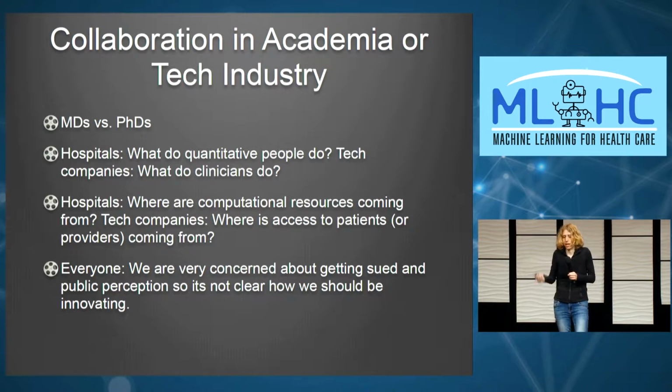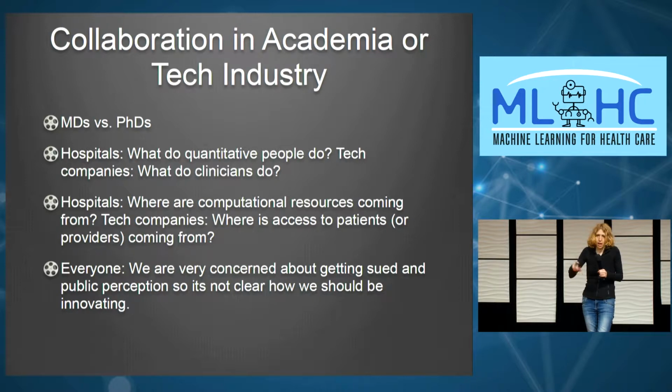And everyone, regardless of whether you're an academic hospital or a tech company, is very concerned about getting sued or their public perception. And so it's not clear to anyone how people should be innovating, because to improve the lives of people who are, say, living with a chronic disease at home, you have to be collecting data about people at home. And once you're talking about doing that, everybody freaks out about the privacy of their data. It leaves a lot of open questions about where we can make progress versus where the New York Times is going to get a hold of it and write you up on the front page and say that you're really bad. Okay.